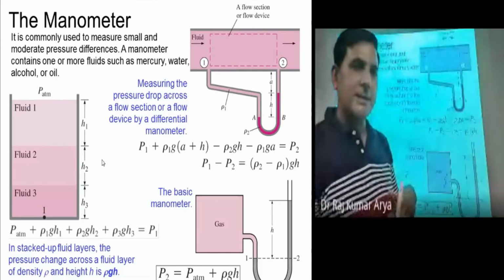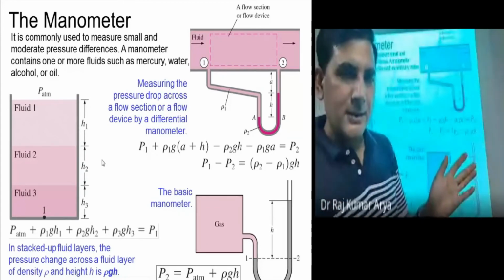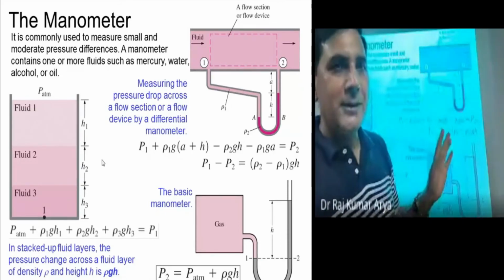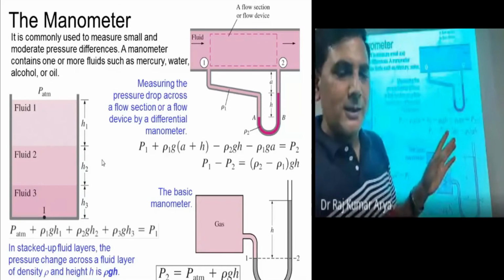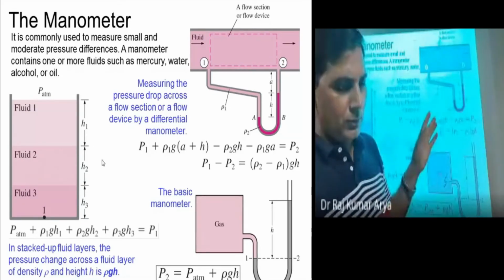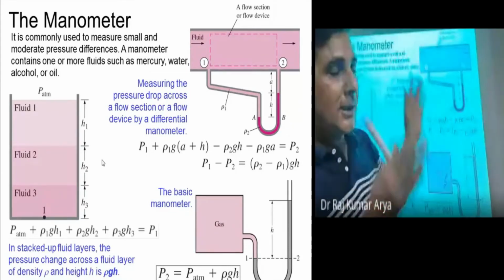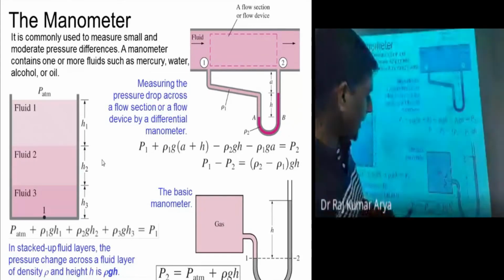So the practical H is only about 1 meter. If your H is, let's say, 10 meters, it's not allowed. A 10 meter manometer height is not allowed due to stability and operational reasons, because you cannot keep the tank at that much height.